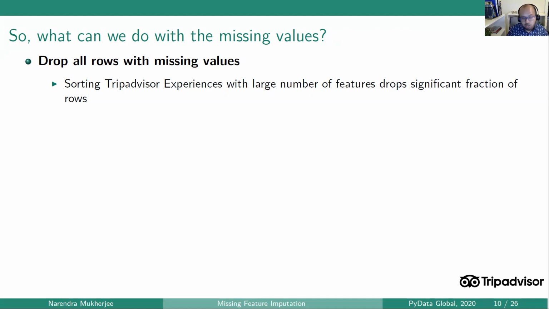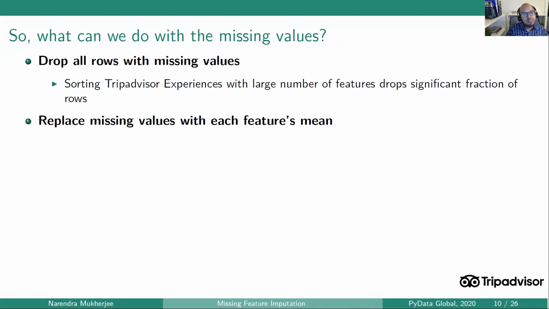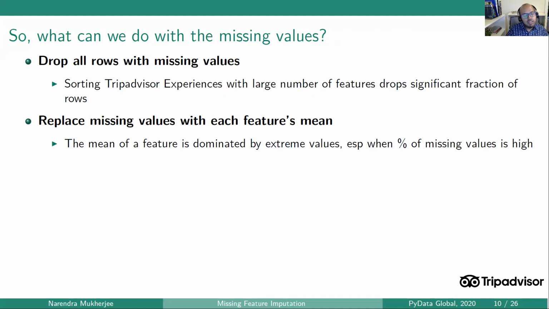The other thing that people commonly do is to replace missing values with each feature's mean, and that's a common thing that is done. But this is not a good idea when a feature is missing a large percentage of values, which is often the case for many of our product filter combinations, as I was talking about. If a high percentage of rows for a particular feature are missing values, then the mean of that feature is dominated by the extreme values.